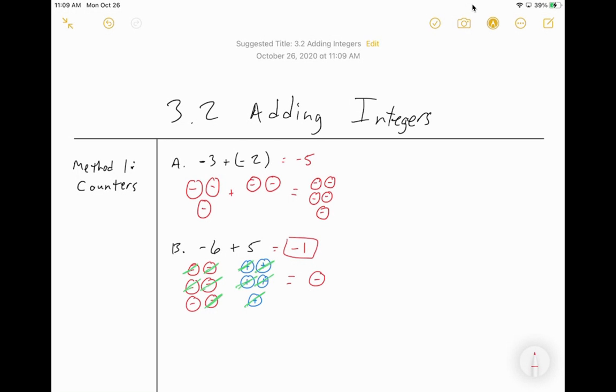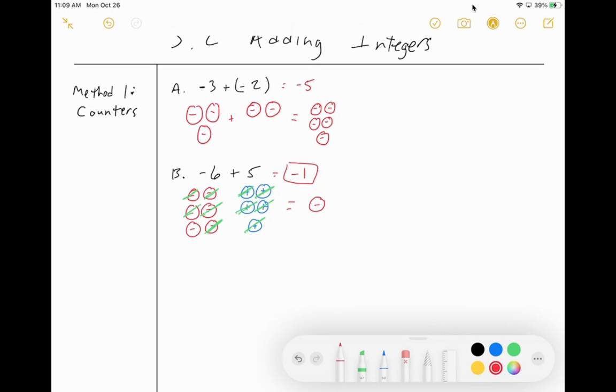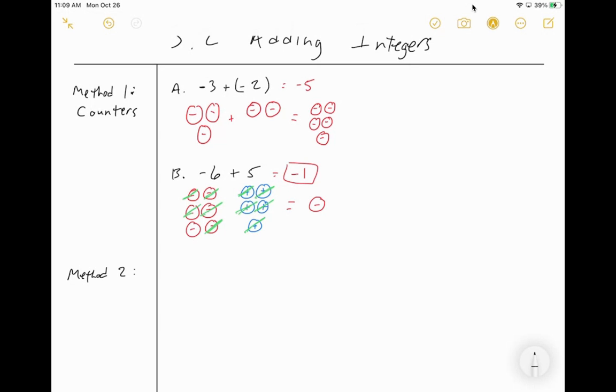Now, method two is similar to method one. It's just a kind of silly story that I made up to help us remember this, okay? I like to call this the pirates versus ninjas method. And to understand this method, you have to understand history.